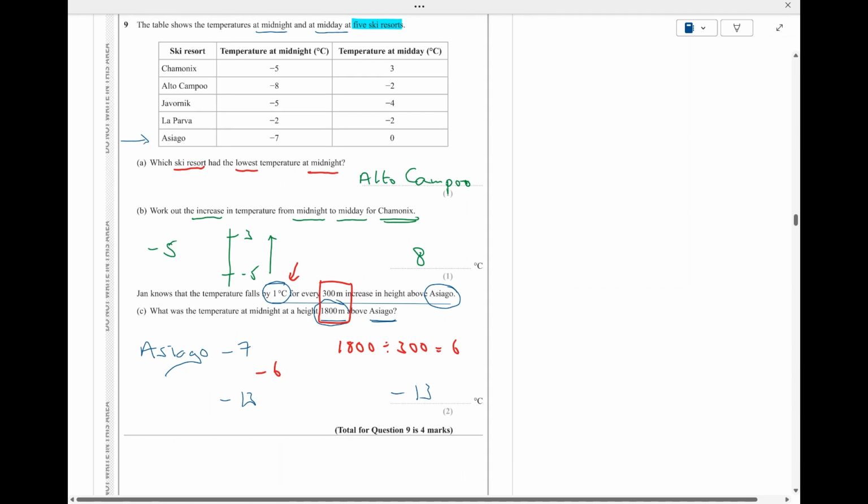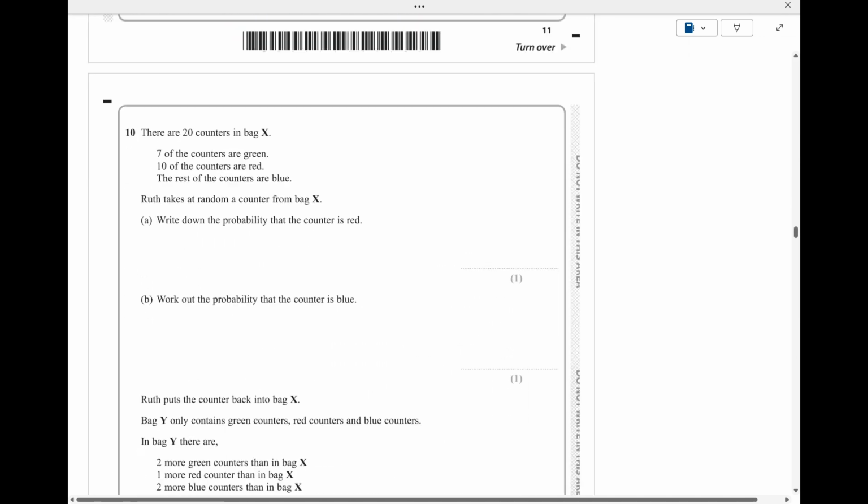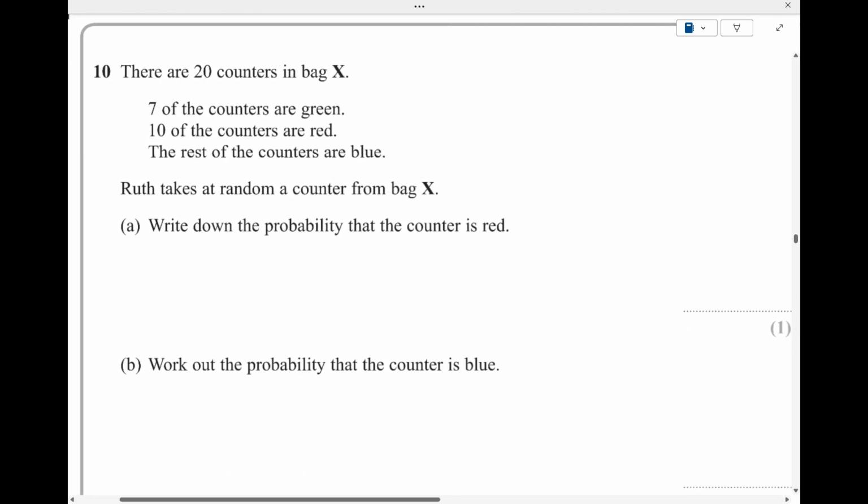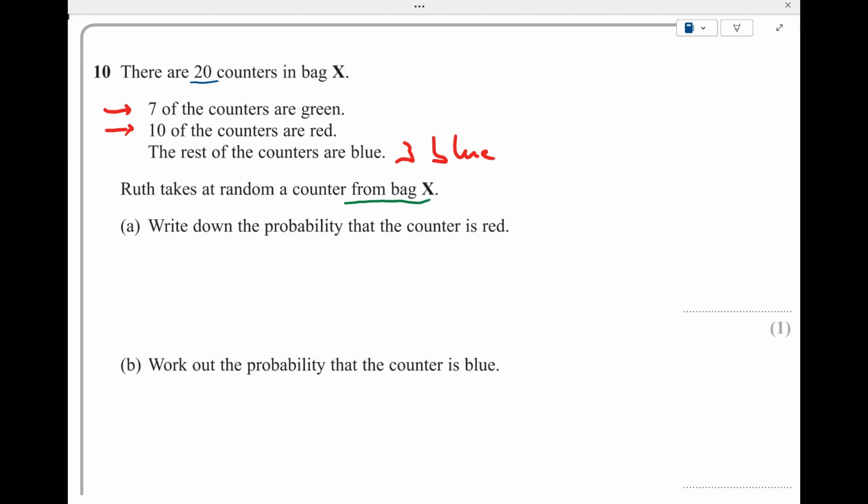Okay, question 10 coming up. There are 20 counters, let's remember that, in a bag X. 7 are green, 10 are red, the rest are blue. Okay, so let's work out how many are blue, shall we? 10 and 7 is 17, so 3 of them are blue. Ruth takes at random a counter from the bag. The probability it's red. Well, 7 of them are red out of 20. Probability it's blue. 3 of them are blue out of 20.